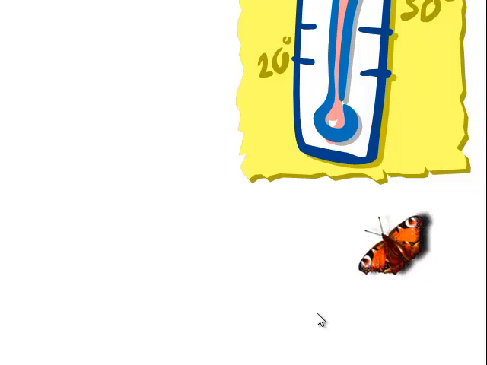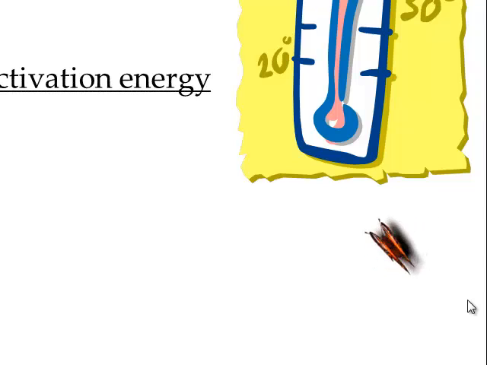The second factor that affects reaction rates is temperature. Remember from last year, temperature measures kinetic energy. Reaction rates increase when temperature increases. But why? This has to do with an idea that we haven't talked about yet.